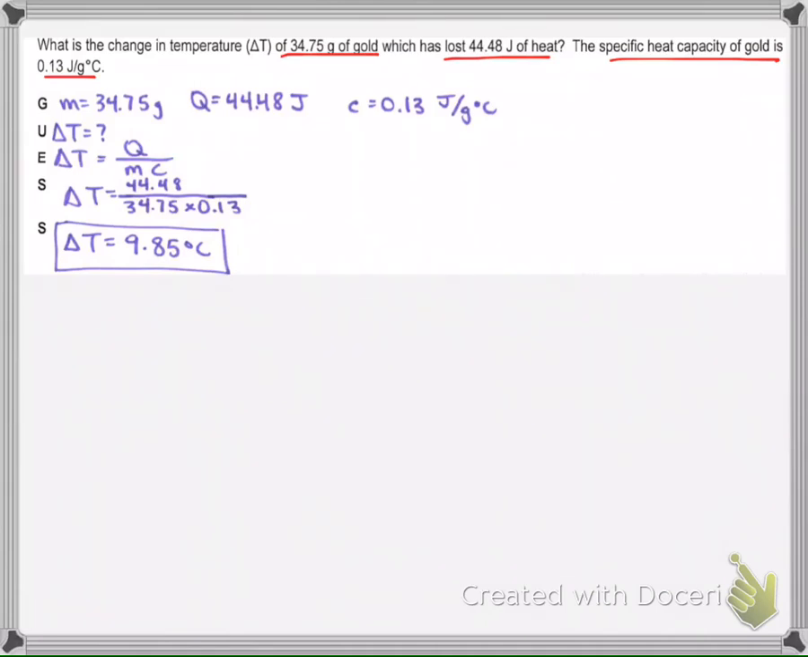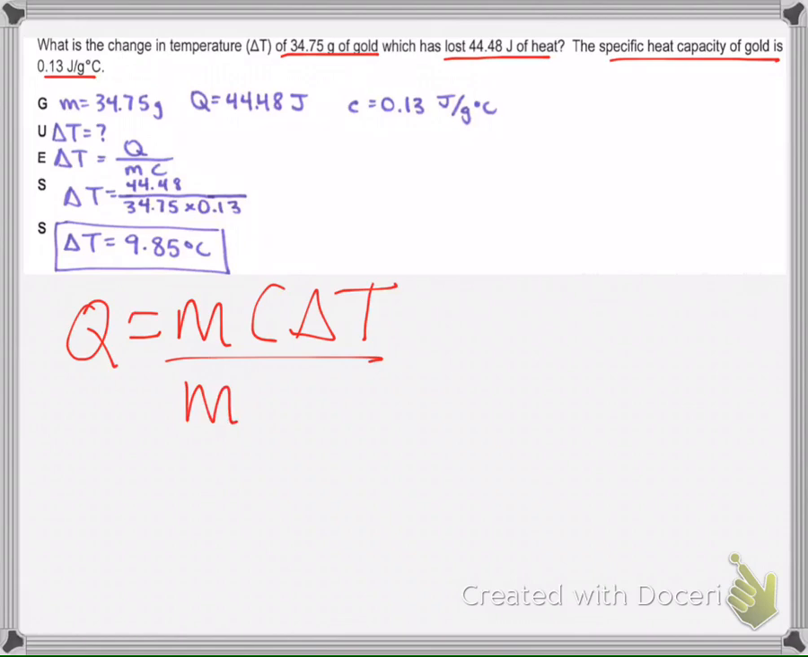So if I want to find delta T, we're just going to manipulate the Q equals MC delta T formula. We're going to get delta T by itself by dividing by mass and specific heat. And then this is our Q, this is our mass, and this is our specific heat. So again, just plugging it all in and solving. Our delta T, our change in temperature, is 9.85 degrees Celsius.